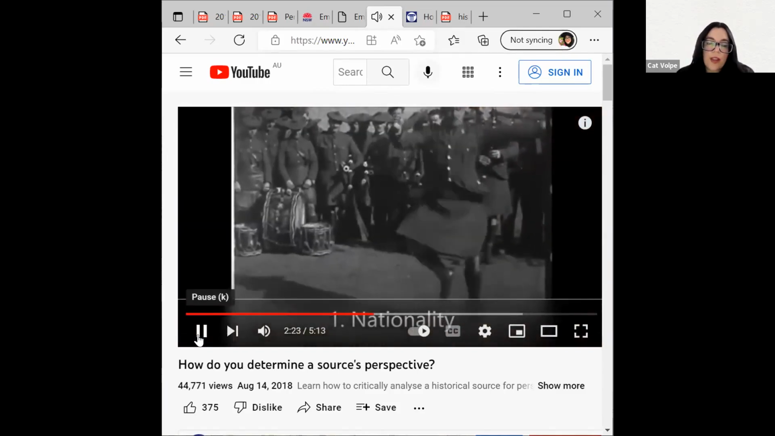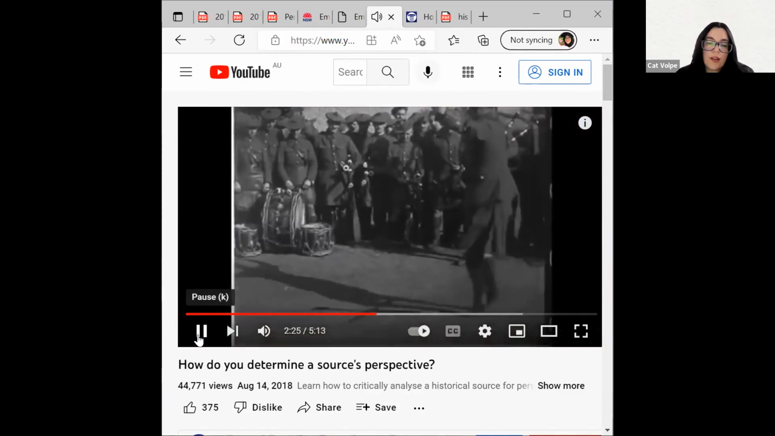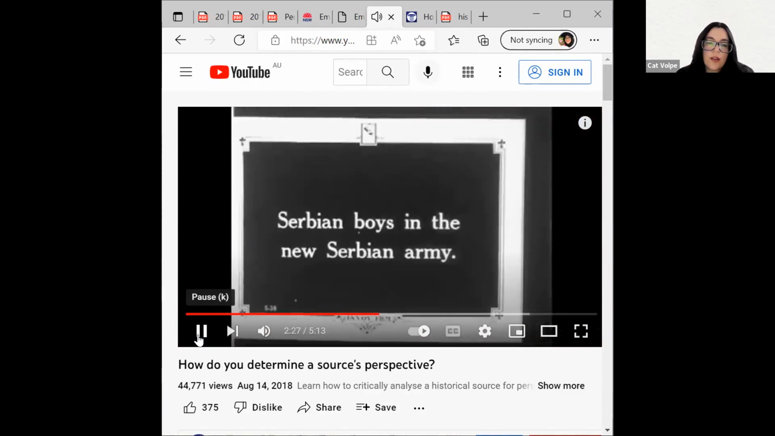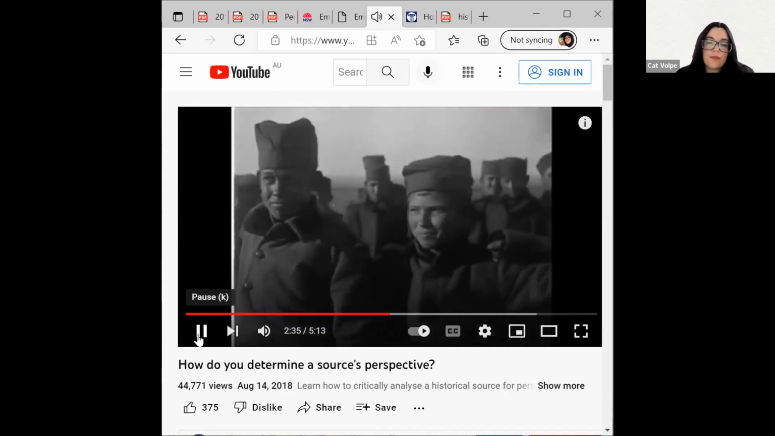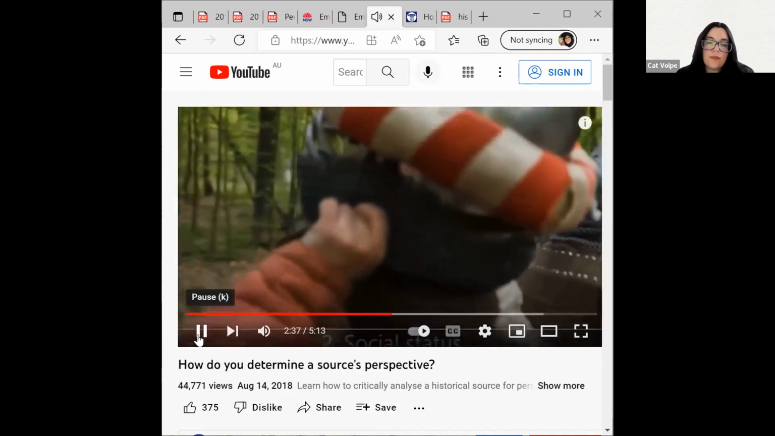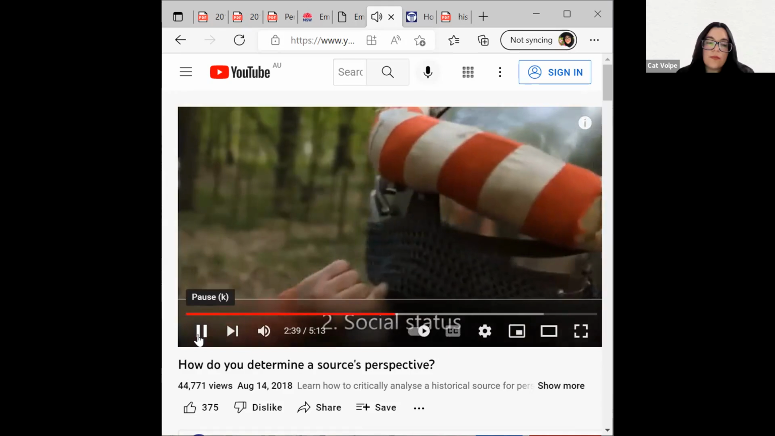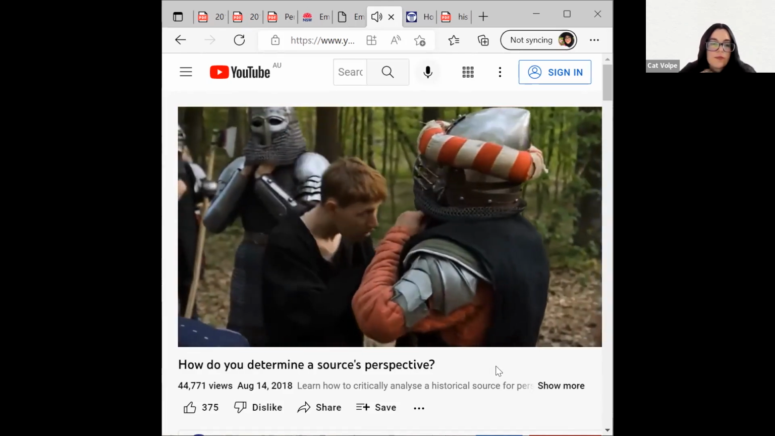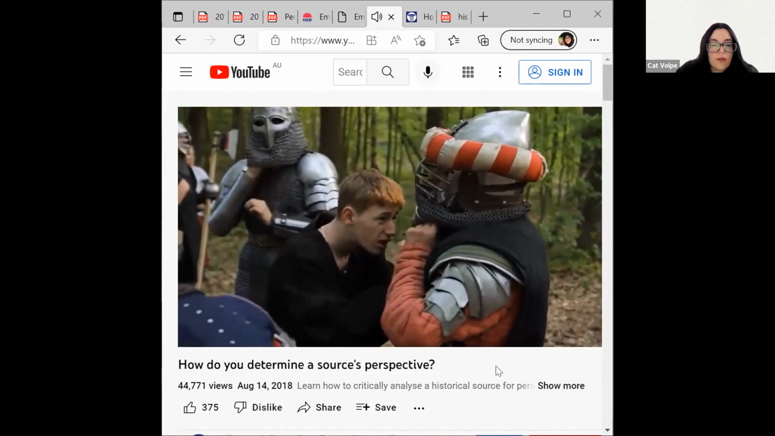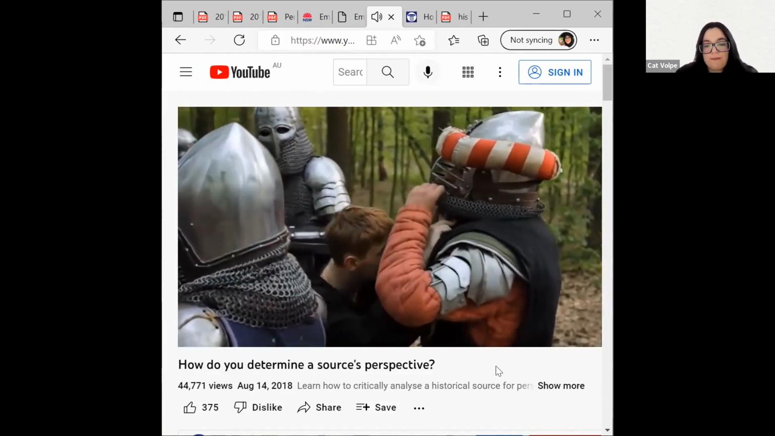First of all, you could be looking for their nationality, American, Japanese, etc. For example, in the First World War, British, German or Serbian soldiers would view the events of the war differently based upon their own nationality. You could also be looking for their social status. For example, are they a knight? Are they a soldier? Are they a peasant? For example, a medieval knight will see things very differently to a medieval peasant, even though they're from the same historical era.